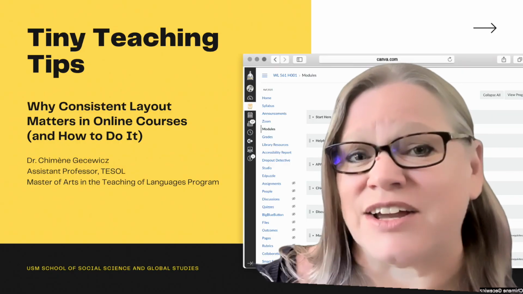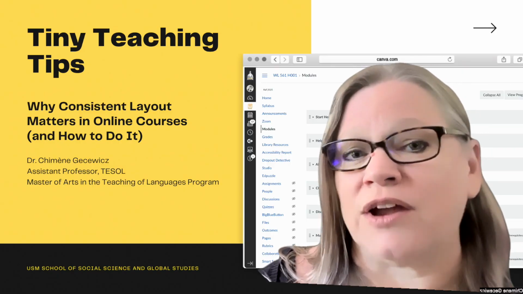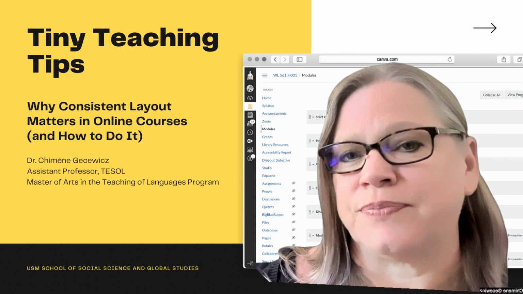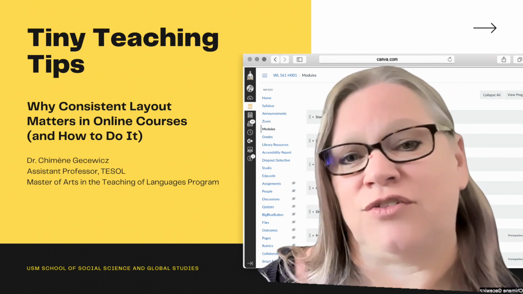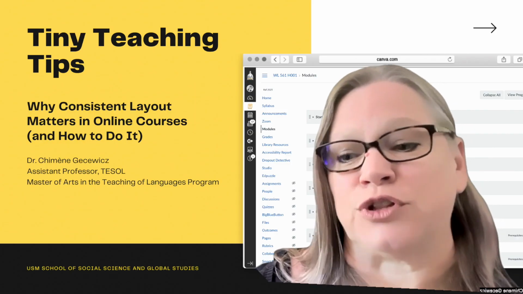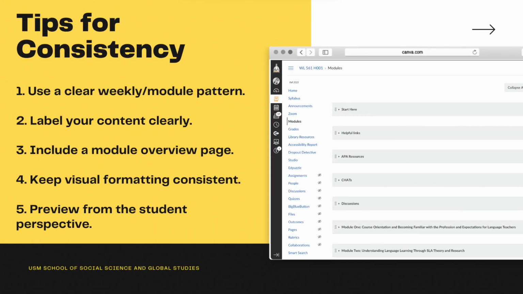And let's face it, online learning already requires a lot of self-direction. Clear, predictable structure lowers the barriers to entry and makes space for deeper learning. Here are 5 easy strategies to make your layout consistent, clear, and supportive of student success.